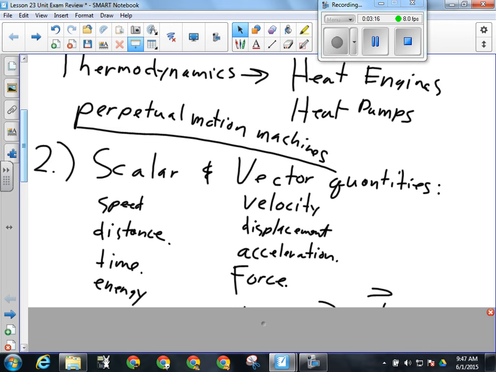Our vector quantities are velocity, displacement, acceleration, and force. Our scalar quantities are speed, distance, time, energy, and work. Work is also scalar.